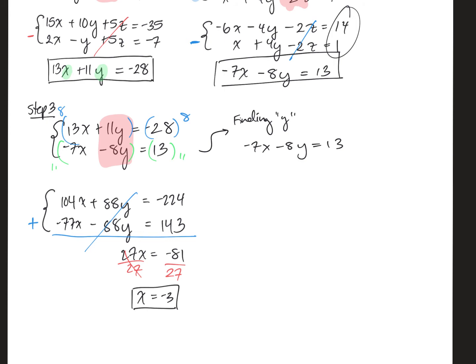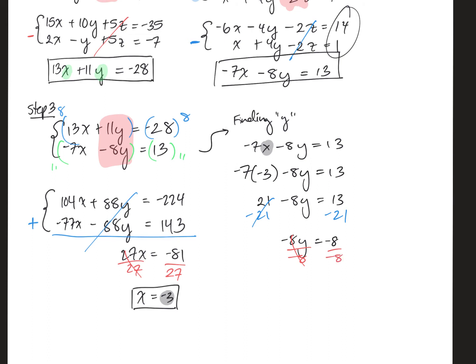So we found out that x was -3. We'll go ahead and plug that in there. So we have -7 times negative 3 minus 8y equals 13. Once again, we're trying to solve for y here. So 21 minus 8y equals 13. Subtracting 21 from both sides, 13 minus 21. Let's take a look. 21 and 13, 8. That is looking really nice. Divide both sides by negative 8, and we get y equals negative 1.